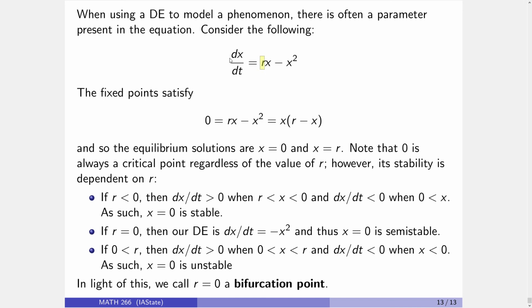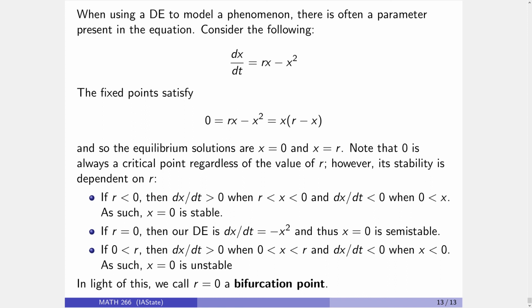And this sort of phenomenon, where altering a parameter in your autonomous DE changes the stability of your solutions, so that the solutions to our differential equation exhibit qualitatively different behavior, these are called bifurcation points, right? Because right at r equals 0, we bifurcate. Some massive change happens to our system. When r equals 0, we're semi-stable, but below it we're stable, and above it we're unstable. Cool stuff.